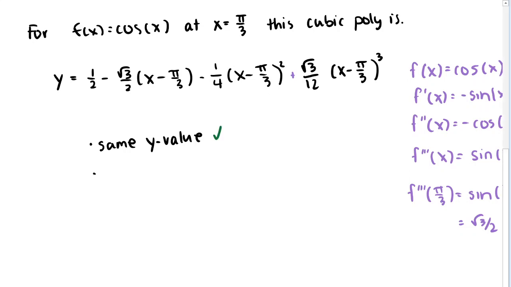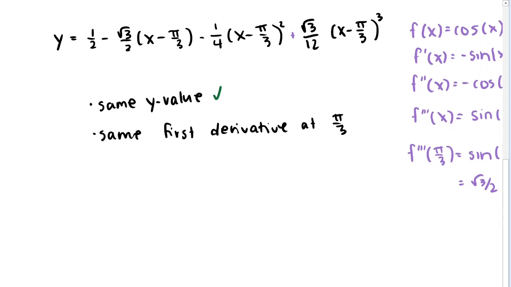What about the same first derivative at pi over 3? Right, so earlier we saw that the first derivative came out to be negative square root of 3 over 2. Let's see that we get the same thing here.